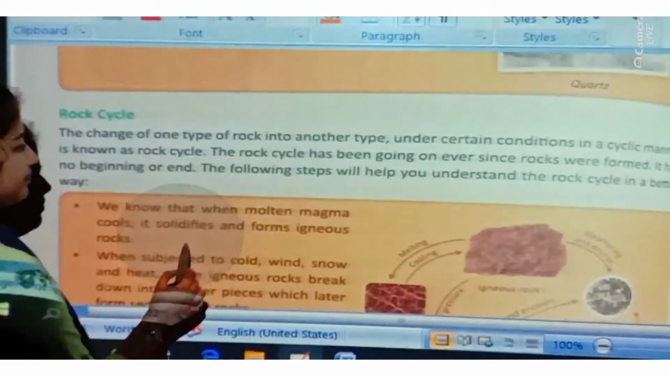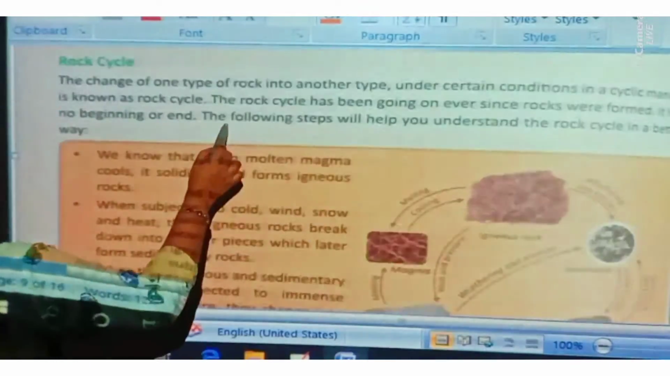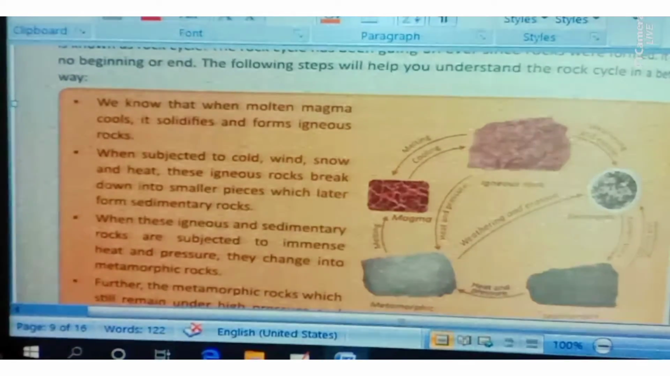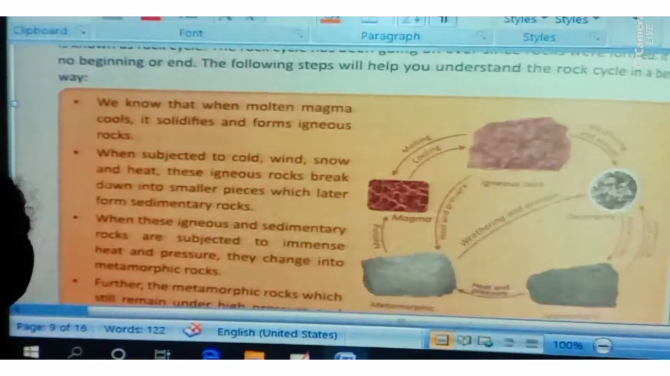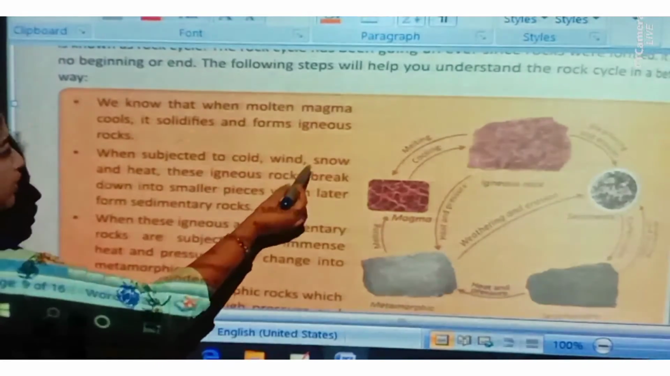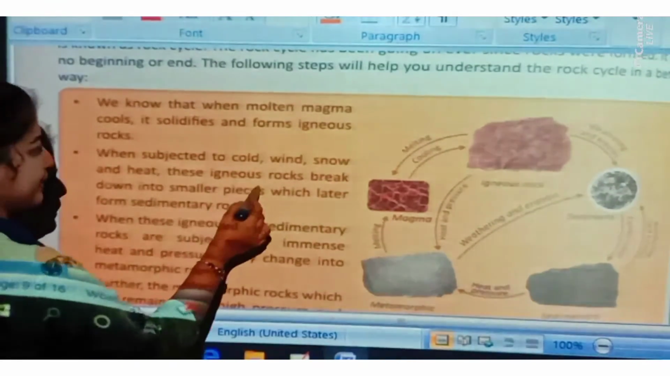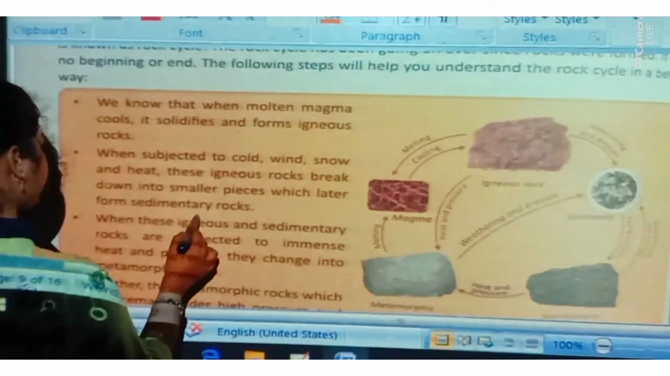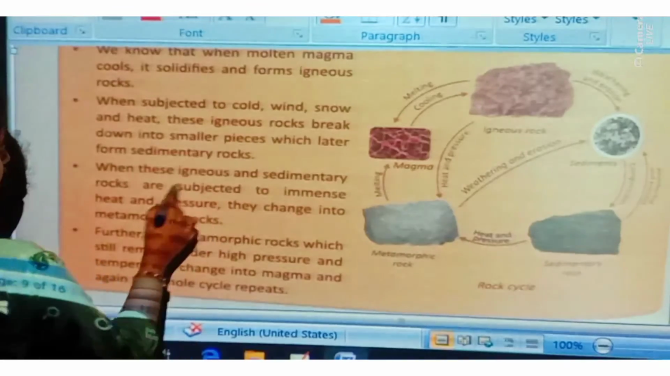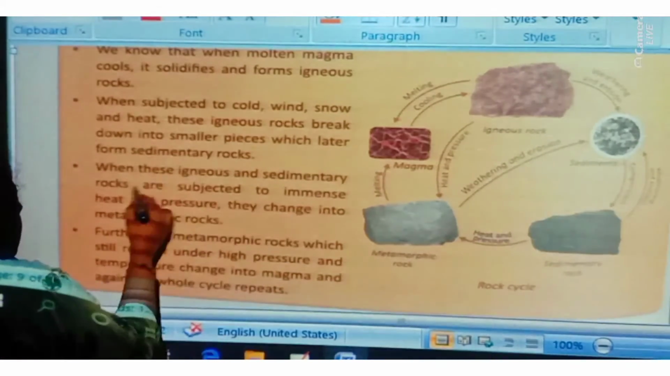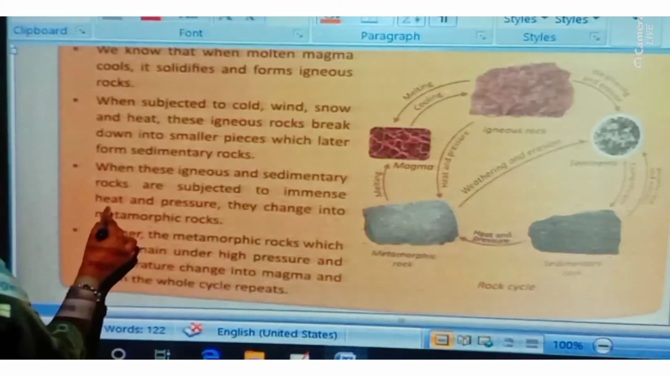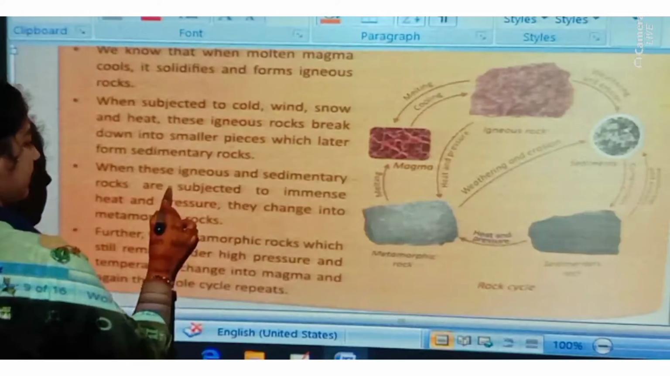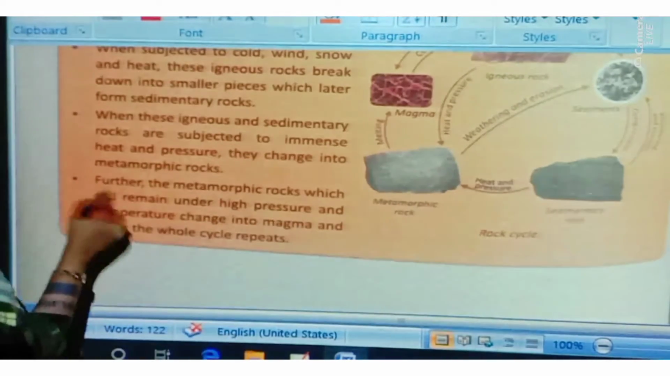Just have a look. We know that when molten magma cools, it solidifies and forms igneous rock. Second, when subjected to cold wind, snow and heat, this igneous rock breaks down into smaller pieces, which later form sedimentary rocks. When these igneous and sedimentary rocks are subjected to immense heat and pressure, they change into metamorphic rock. And so the diagram represents it.